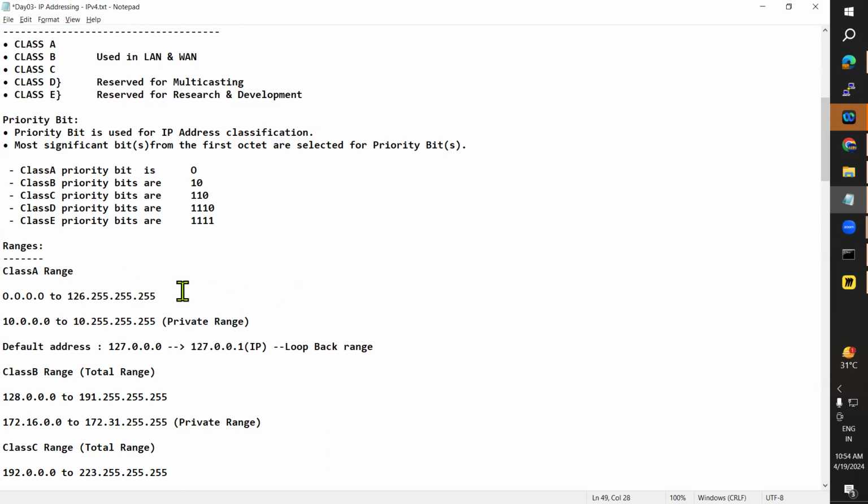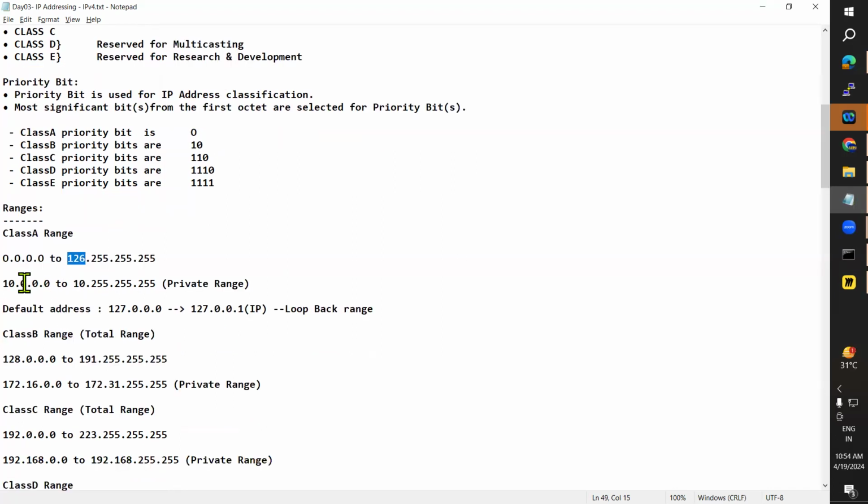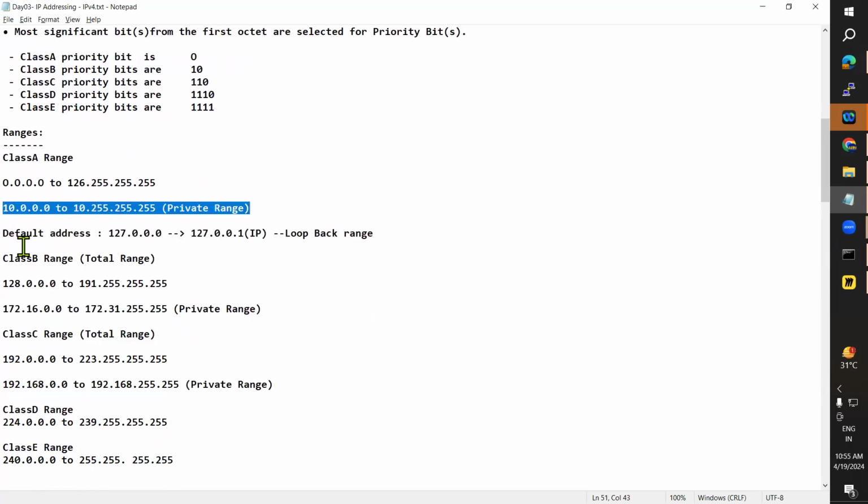This is the class A range. Class A range is 0 to 126. If any IP address starts from 0 to 126, we can call that a class A IP address. Okay. And let's discuss the private range later.